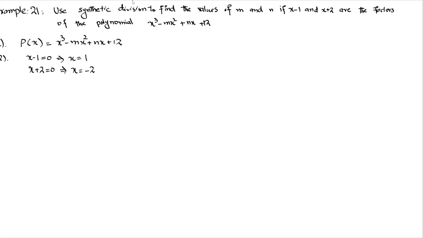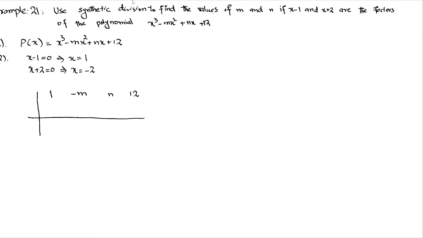Then for performing the synthetic division, we will write the coefficients of the given polynomial. So the coefficient of x cube is 1. The coefficient of x square is minus m. The coefficient of x is n, and the constant term is 12. Then we will draw the synthetic division table.